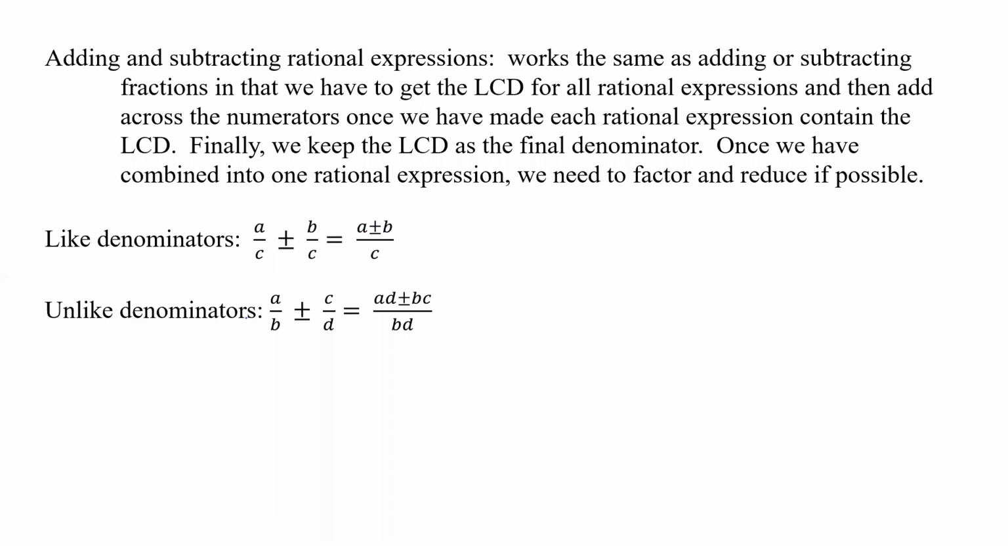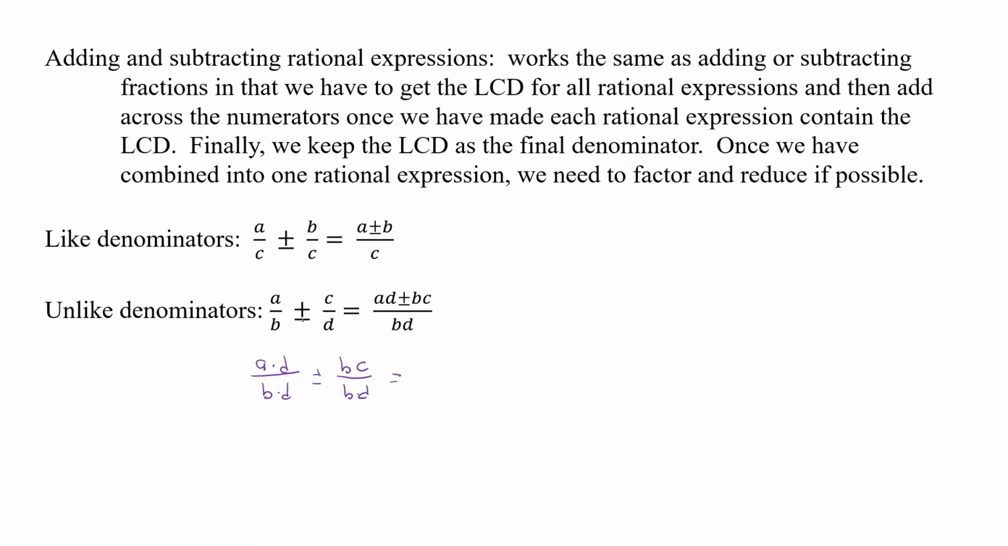Now, if we have unlike denominators, say b and d, we have to get a common denominator first. Our common denominator in this case is going to be b times d. So that means we take a times d over b times d, plus or minus, and here we have to multiply by b, so we have b times c over b times d. And that gives us ad plus or minus bc over our common denominator, bd.